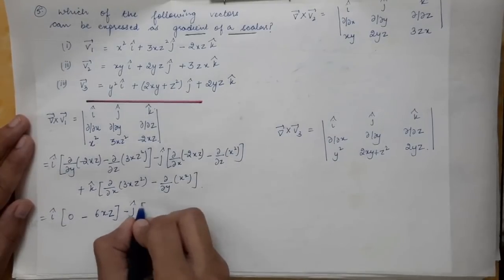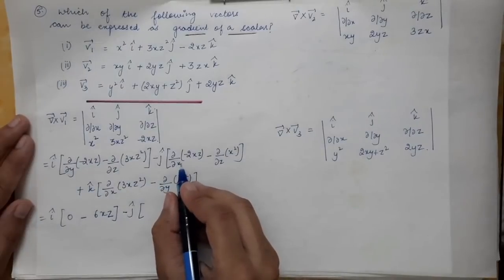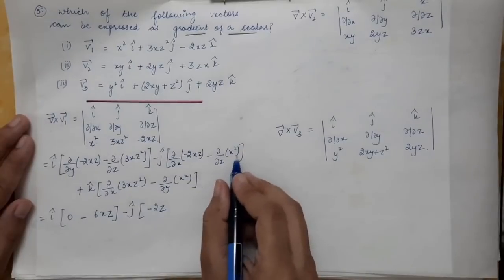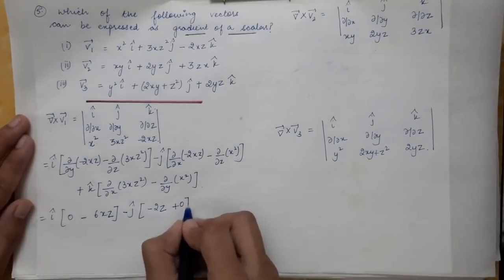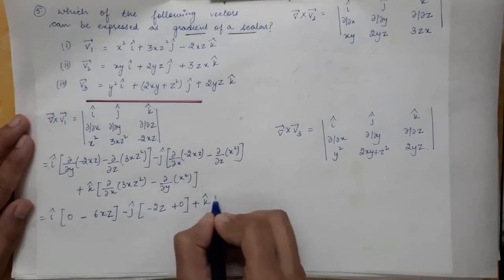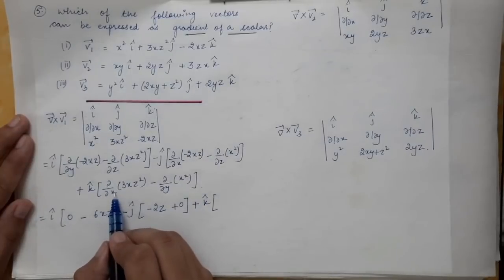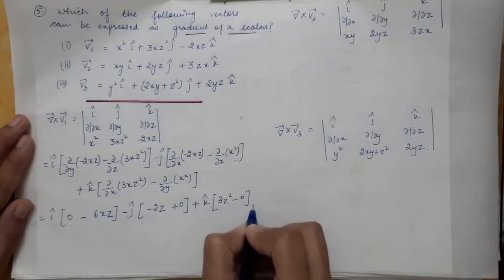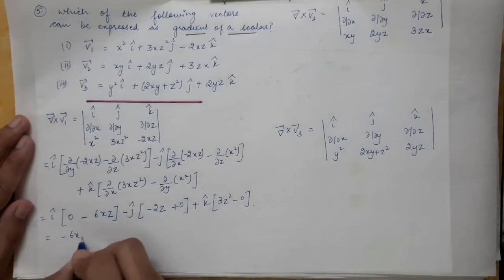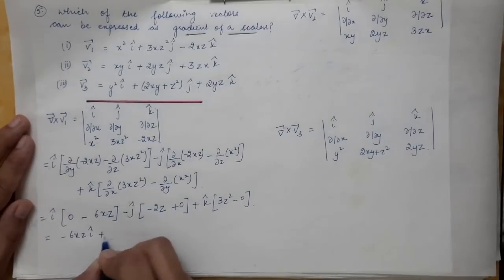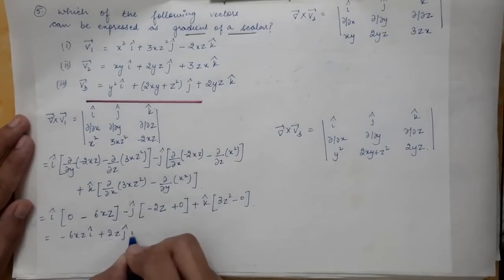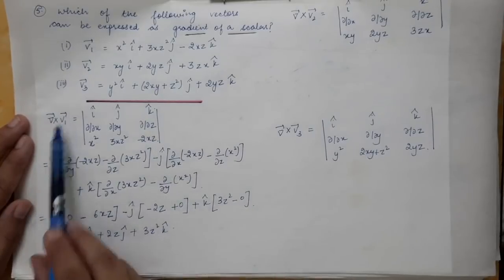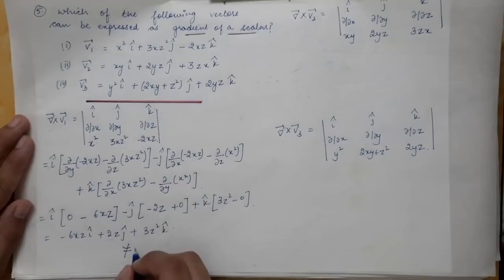Then minus j cap, partial derivative with respect to x, you will get minus 2z, and with respect to z, that will be equal to 0. Then plus k cap, partial derivative with respect to x, that will be 3z square minus 0. So we will get minus 6xz i cap plus 2z j cap plus 3z square k cap. So the curl of this vector field is not equal to 0.